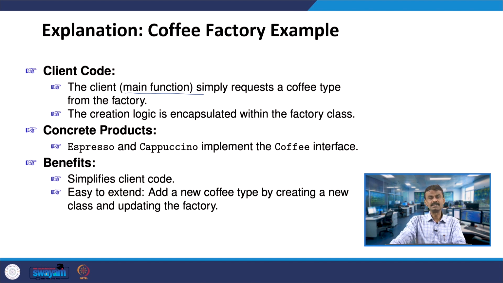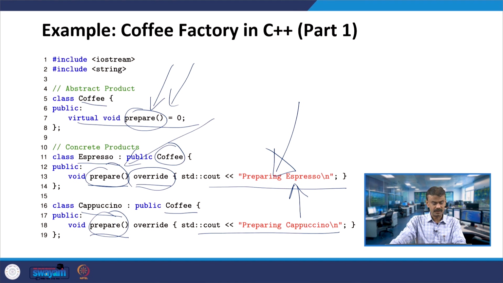They implement the coffee interface. Here you have the interface, the class coffee which is abstract. Here espresso and cappuccino, if you look, are inheriting from the coffee.